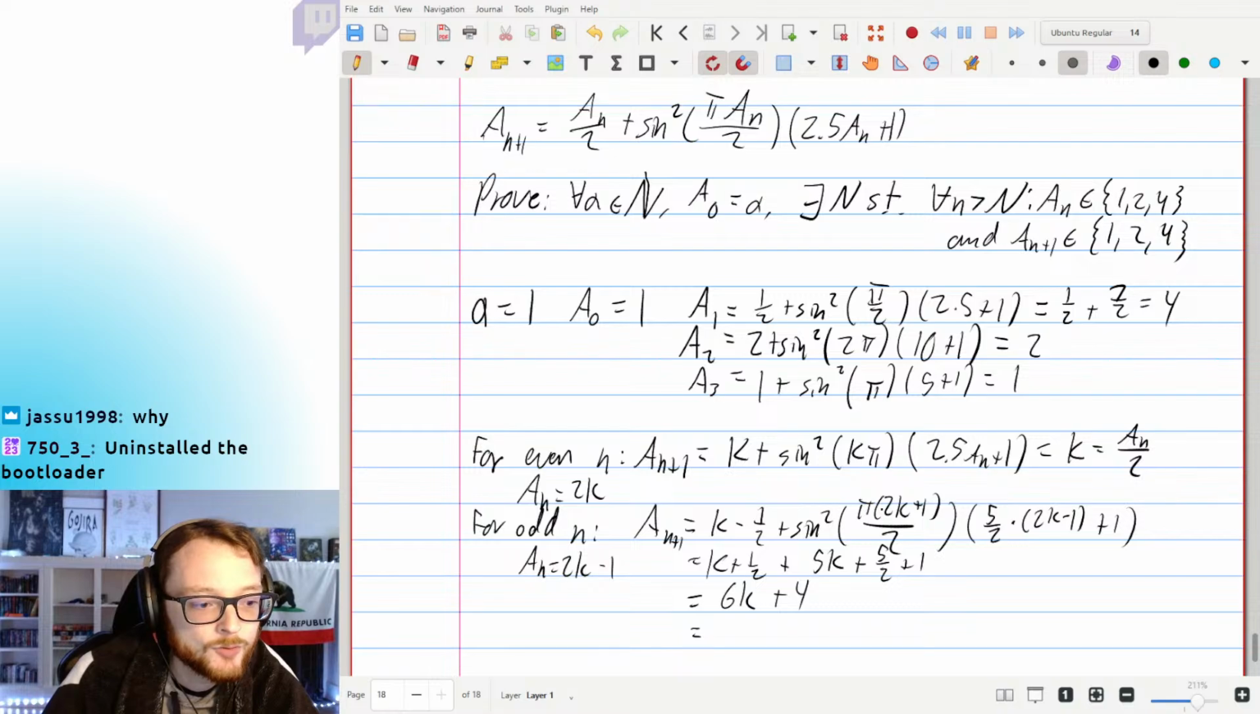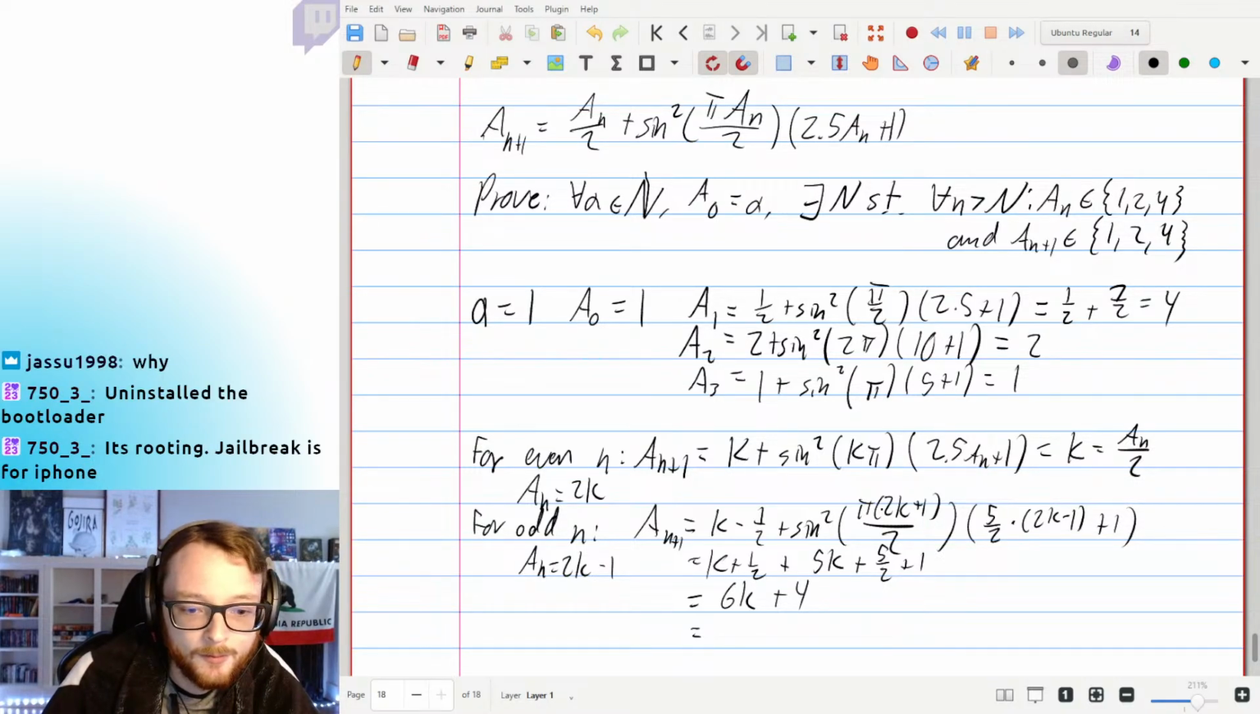It's reading jailbreakers for iPhone. Oh, okay. I didn't know there was a difference in terms.